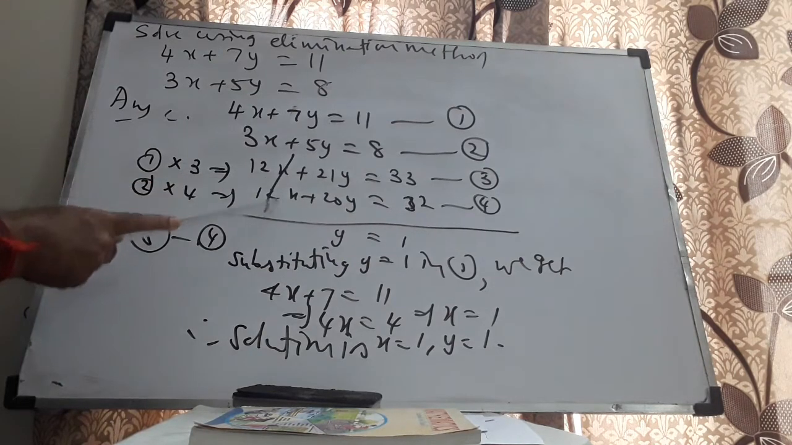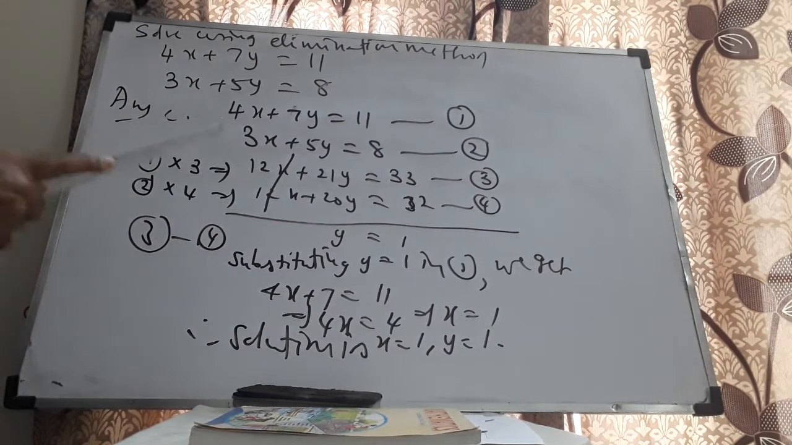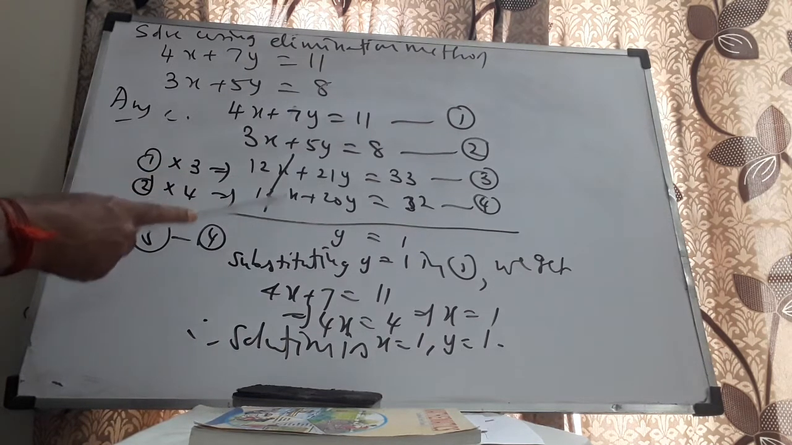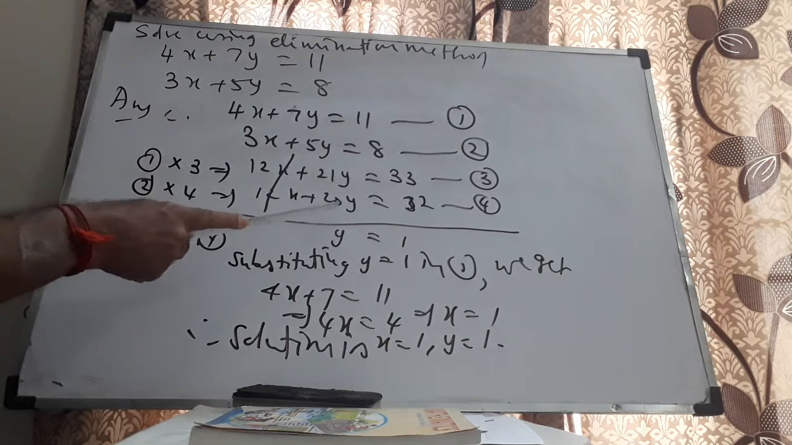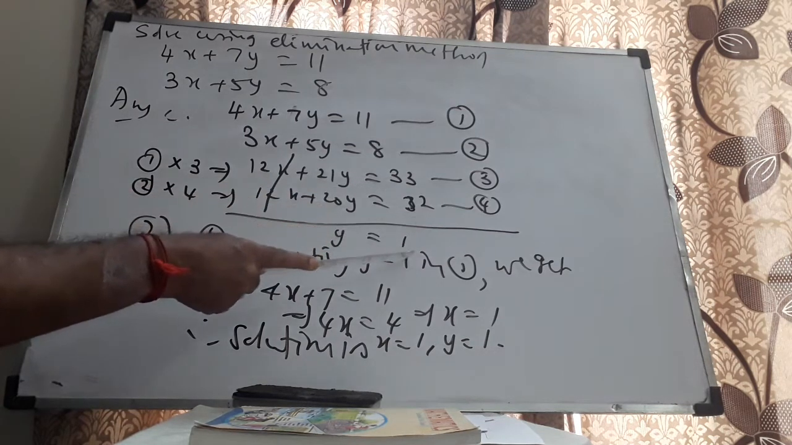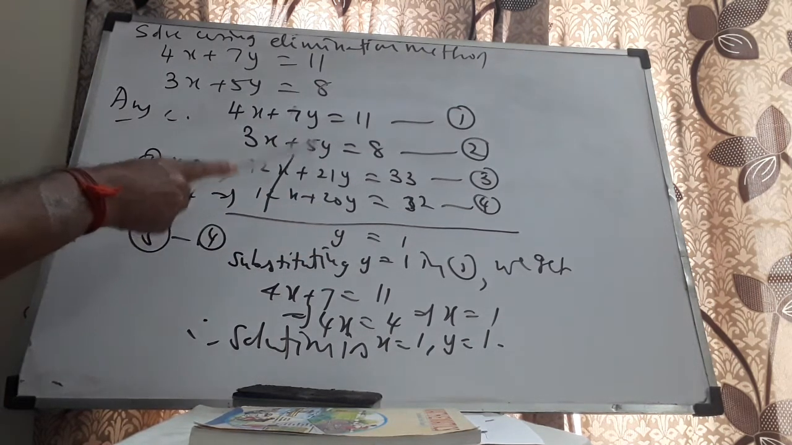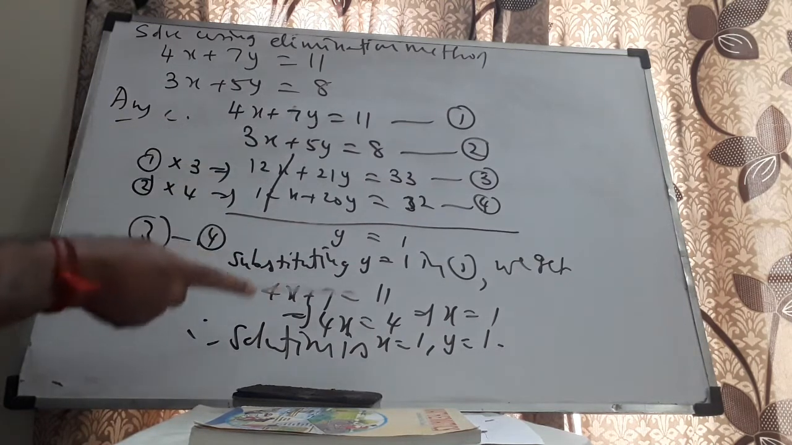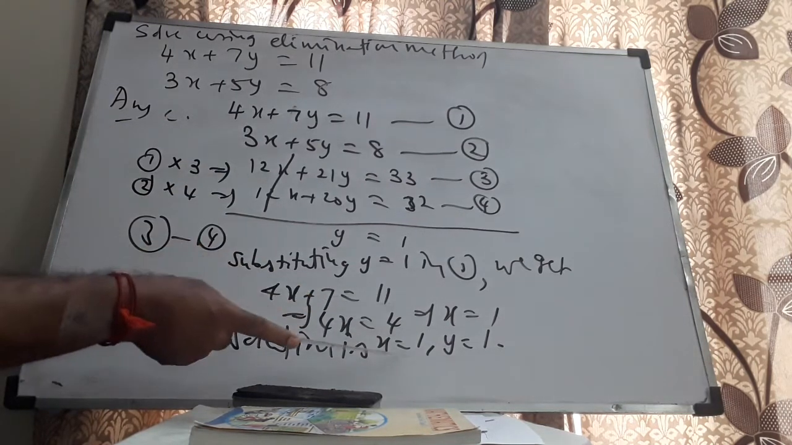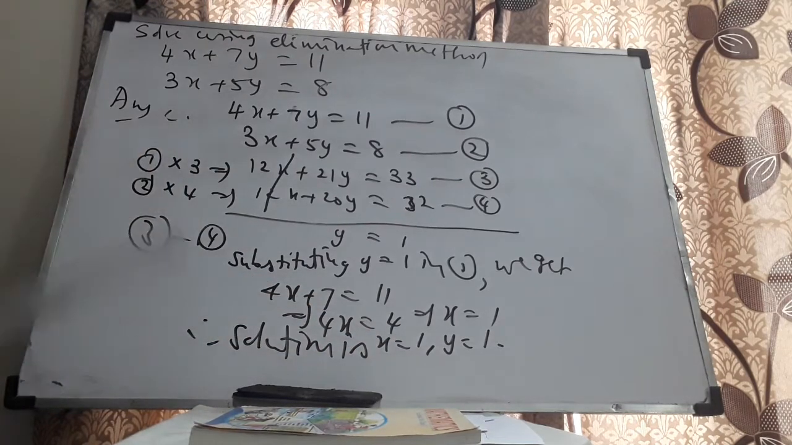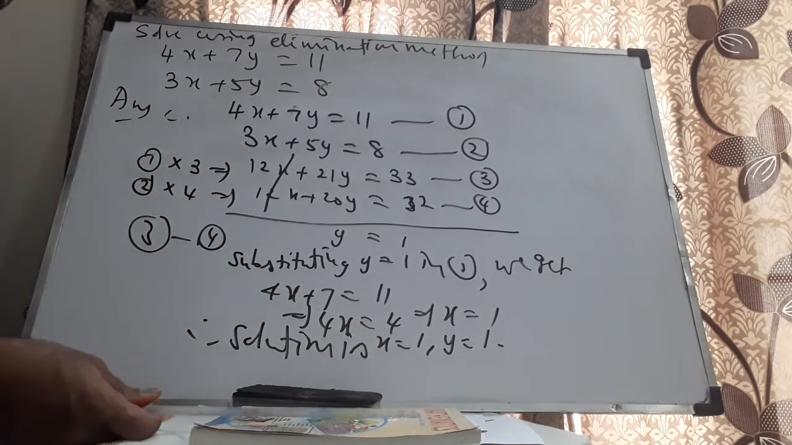So I have brought 12x, they are of the same sign. When they are of the same sign and the coefficients are the same, I'll be able to subtract so that it will go off. Let me subtract equation 4 from 3. 12x minus 12x goes off, 21y minus 20y becomes y, 33 minus 32 becomes 1. Now substituting y equal to 1 in equation 1, I get 4x plus 7 into 1 is 7, equal to 11. 4x equal to 11 minus 7 is 4, therefore x becomes 1.